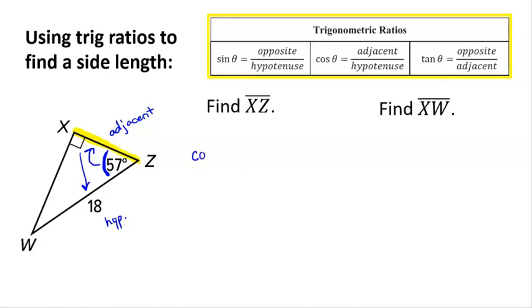So now I'm going to say cosine, instead of Z, I'm going to actually put 57, equals the adjacent side, which is XZ, that can become x or whatever letter you want to, so I'm just going to put x here, over my hypotenuse, which is 18. And now from here, I'm just going to use regular algebra to get rid of that. And so to get x by itself, I would have to multiply both sides by 18.